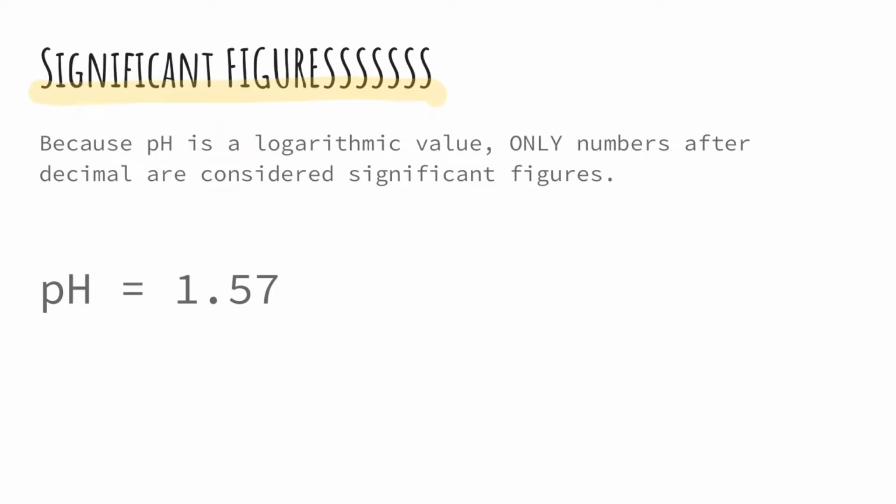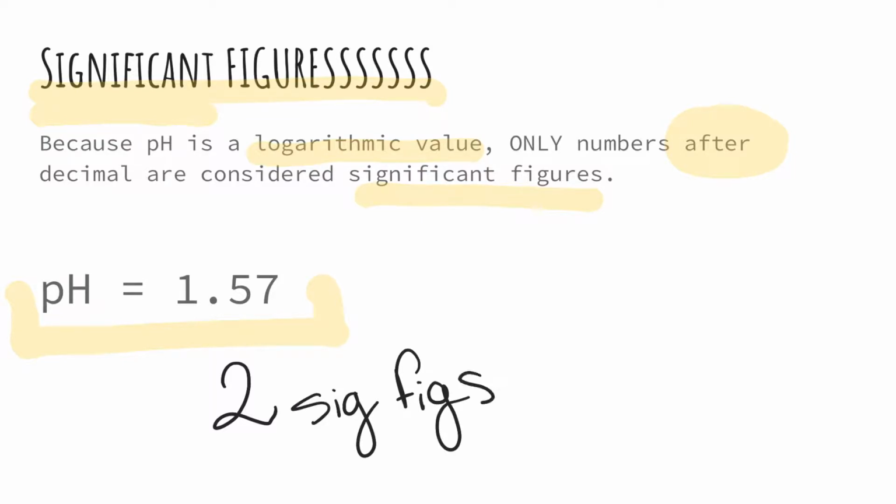So, pH, as we've established, is a logarithmic value. When we are talking about which of our figures are significant, numbers that are after the decimal are considered significant. So if I'm given a value of 1.57 for my pH, that means that I have two significant figures in this value. If I'm given this value and asked for, say, hydrogen ion concentration, my final answer should then have two significant figures in it.